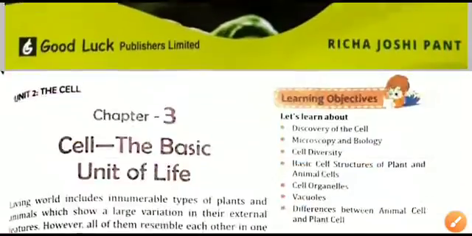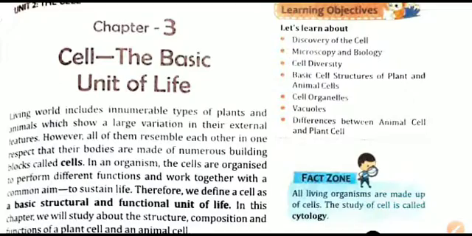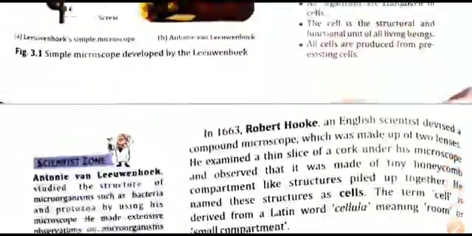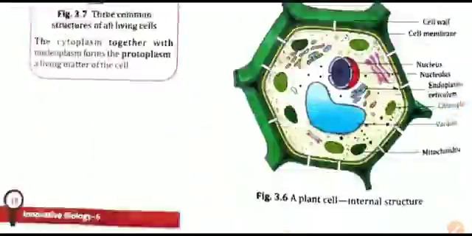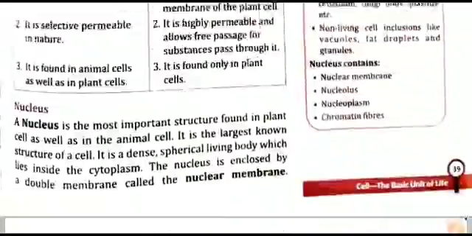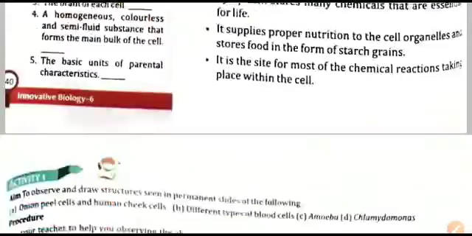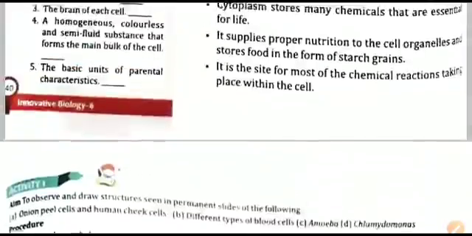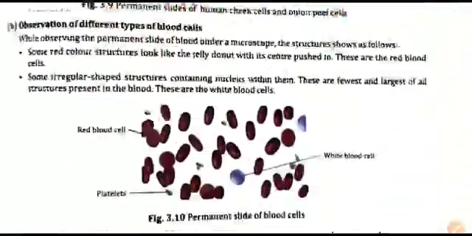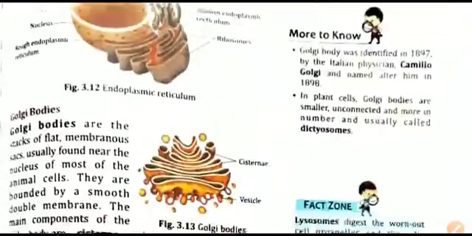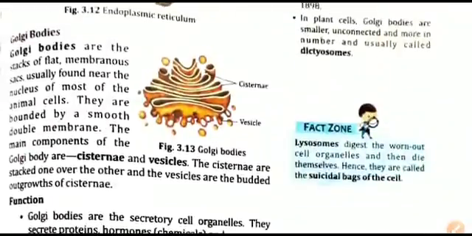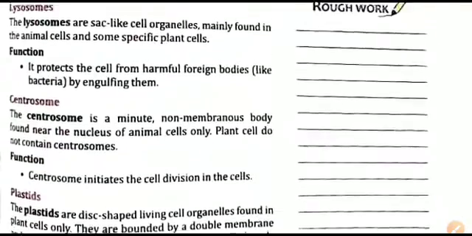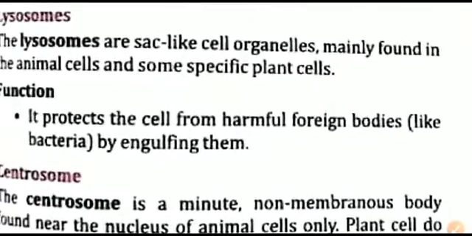We have been discussing chapter number 3, Cell, the basic unit of life, and we will continue the same. Today we will learn about the remaining types of cell organelles present in the cell. In the last video we discussed up to the cell organelle called Golgi bodies. We discussed their structure and function. Today let us continue to the next one, that is lysosomes.